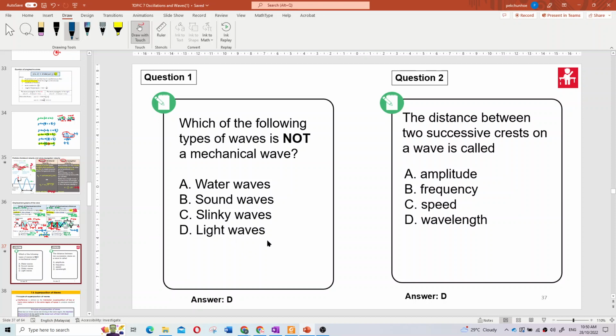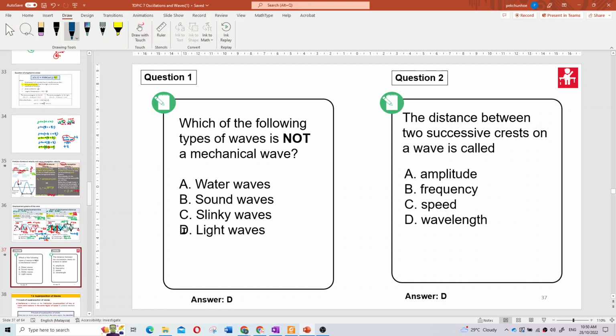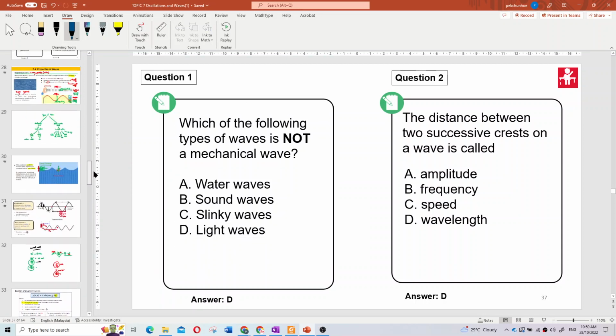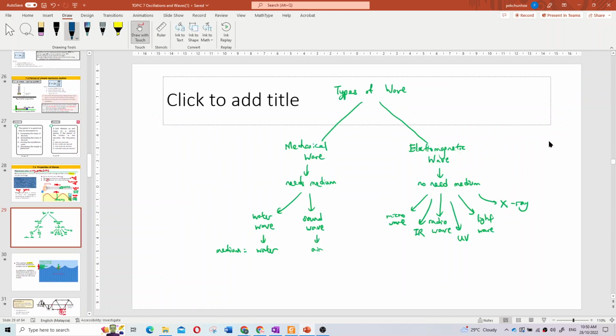No medium. Ya, betul. No medium. Means you ada tengok video sebelum. Saya ada cerita pasal ini kan. Electromagnetic wave, no need medium. Light wave, no need medium. We can feel the light from the sun. The sun's light travels through space with no air particles, no medium. But we still feel the heat of light. So the light reaches our earth without any medium.